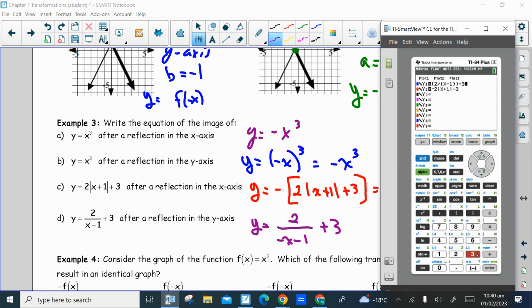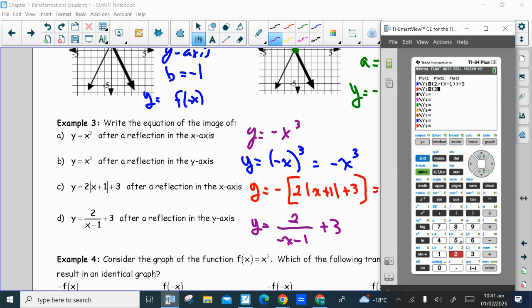And then we have a +3 at the end, right? So we can graph it and see what it looks like, and then visualize what it would look like when it's reflected across the y-axis, which is what we should get for our new equation.